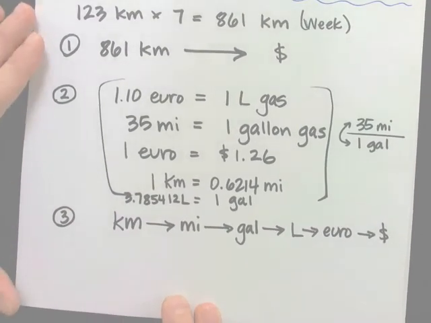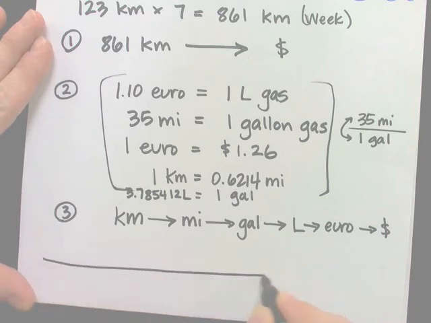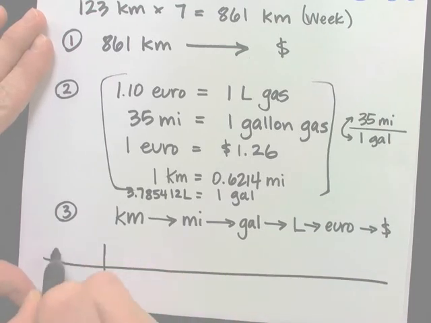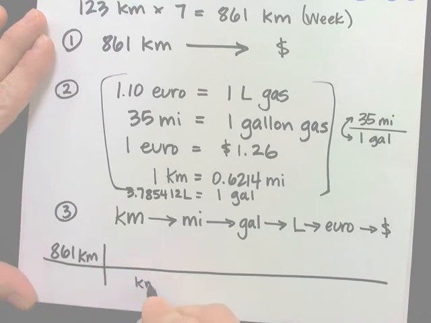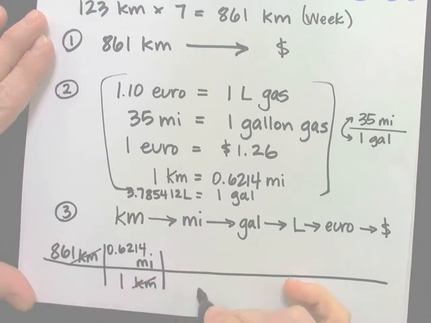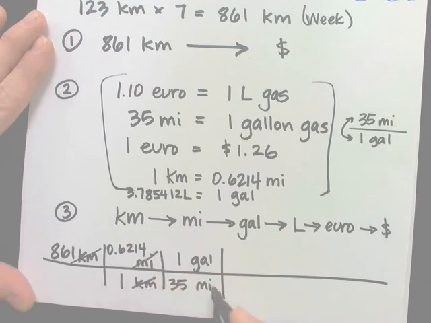So this is going to require quite a few conversion factors linked together. So I would show it set up like this, 861 kilometers. Then convert kilometers to miles because I know my gas mileage in miles. So I get the relationship right here from the equality. 1 kilometer is 0.6214 miles. Once I have miles, I convert to gallons. I know that this car gets 35 miles per gallon of gas. That was also given in the problem.